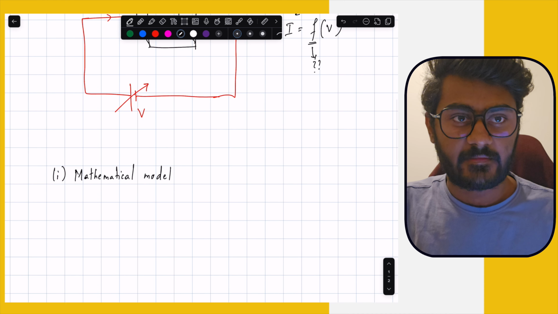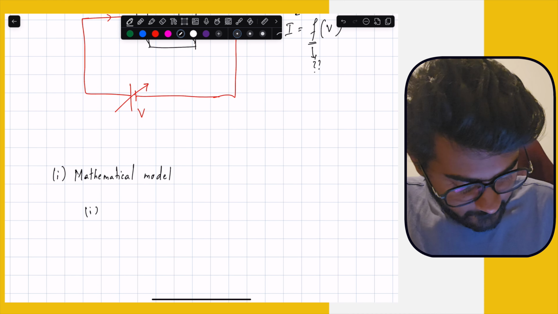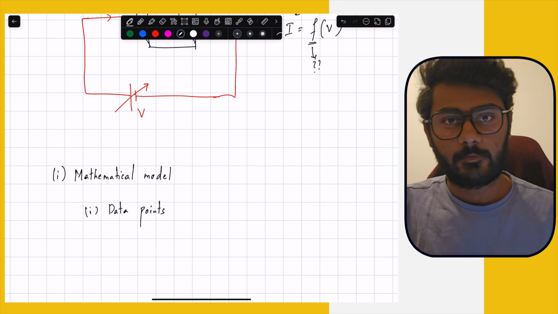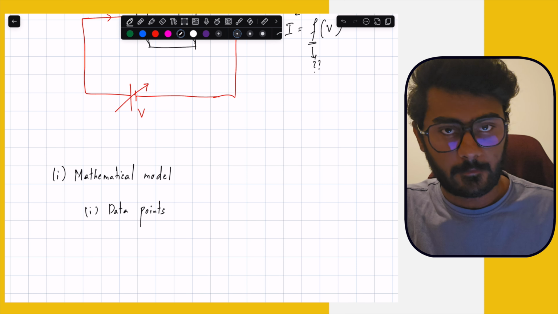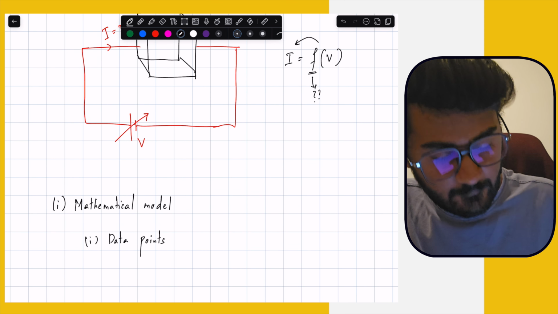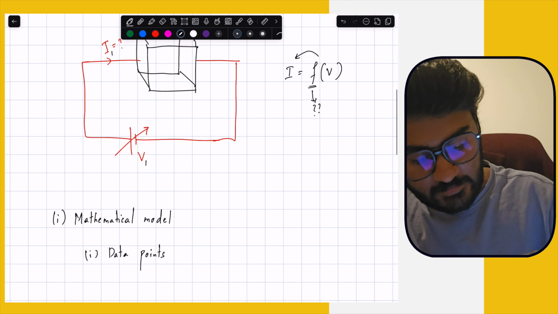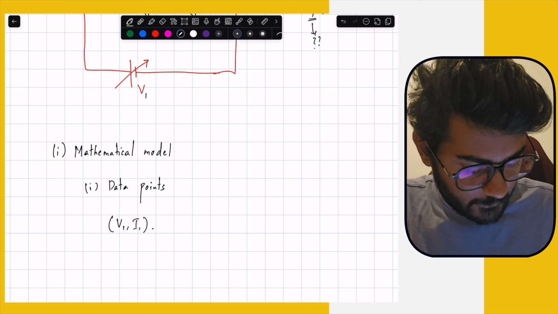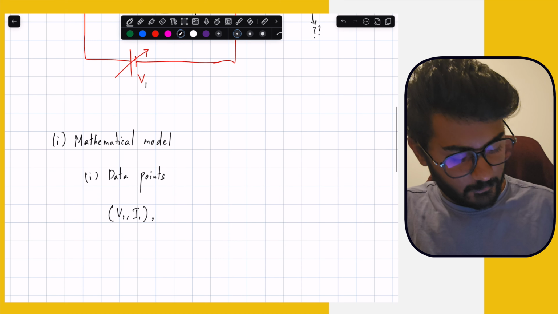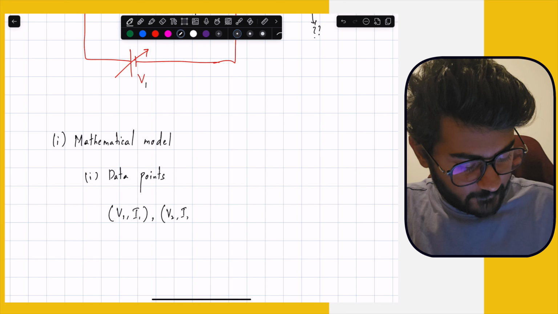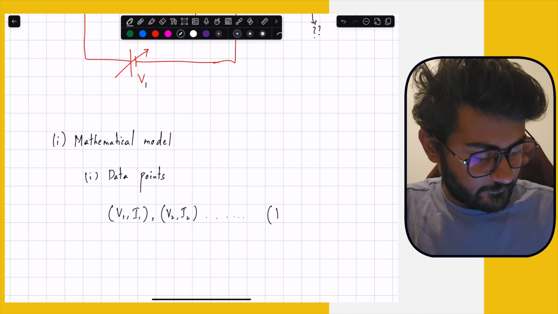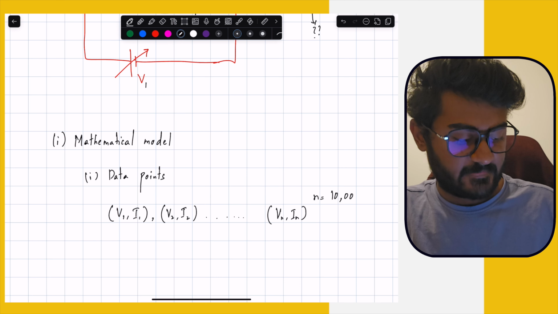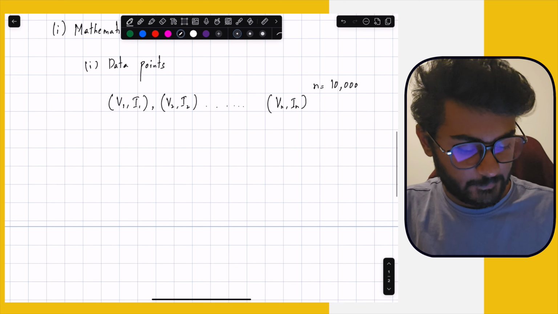First thing is we have to gather the data points. And how do we get the data points? We do this experiment multiple times, right? You apply a voltage V1 and you measure current I1, and that is one data point, V1, I1. Next you repeat the same experiment and apply a voltage V2, and you see what the current is. That will be I2. You do this n number of times until you get n data points, and n can be any big number. For example, let's say we have done 10,000 such experiments.